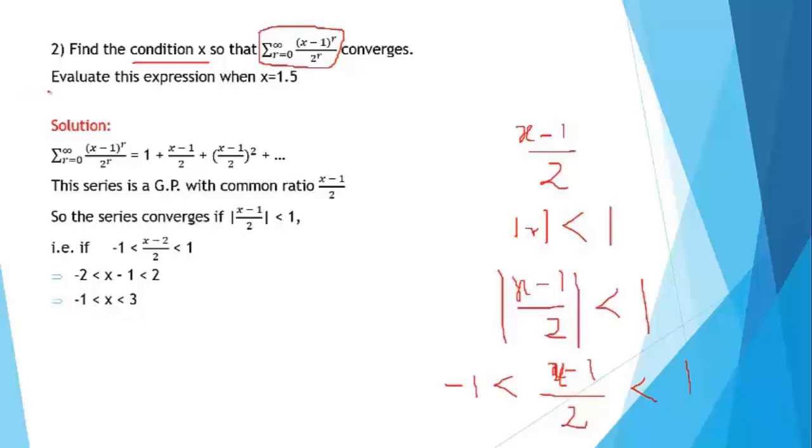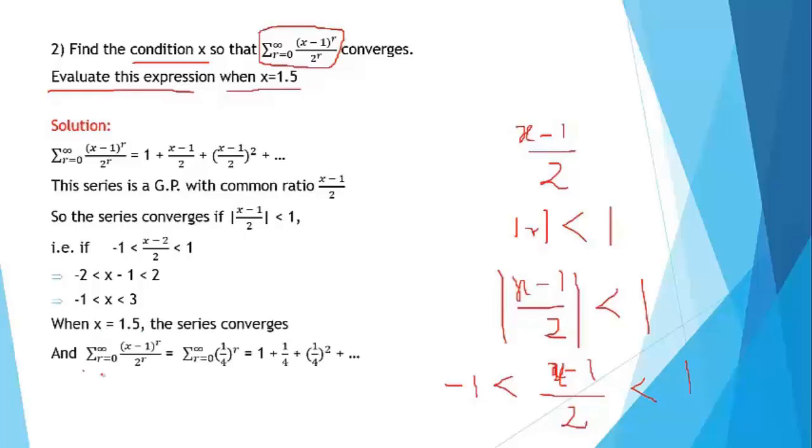Now we are asked to evaluate the expression when x equals 1.5. So the value 1.5 is in between negative 1 and 3. So any values between negative 1 and 3 for x give a convergent series. So 1.5 is in between negative 1 and 3. So by substituting x equals 1.5 in the expression, we get the expression equals sigma of 1 by 4 to the power of r, where r goes from 0 to infinity.